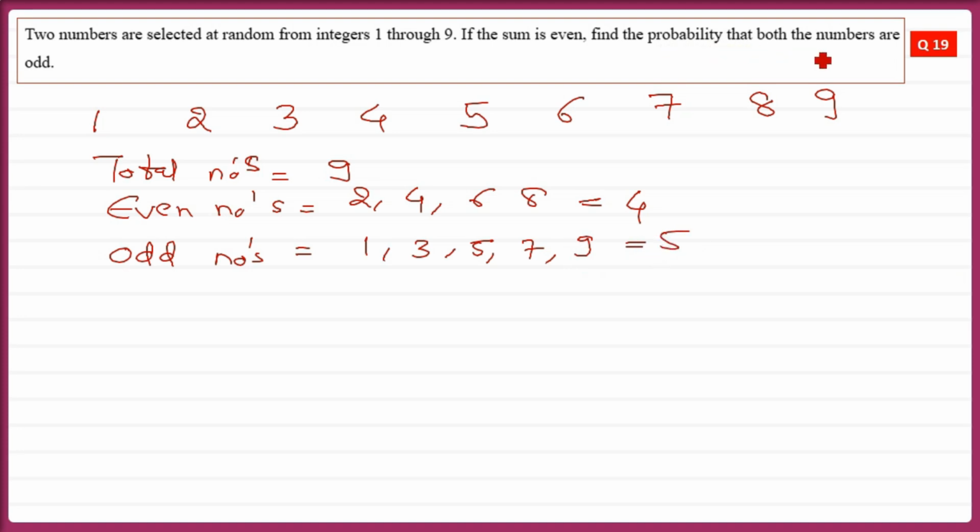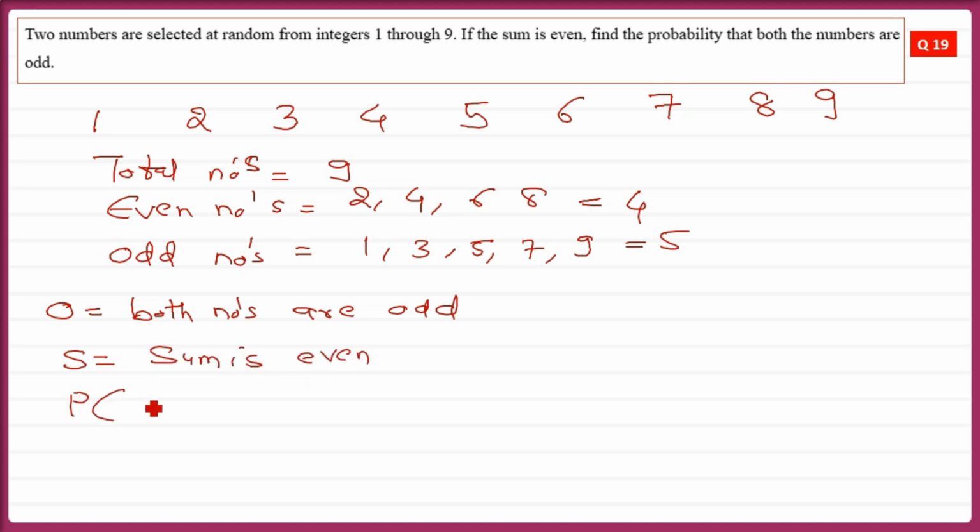Now coming to the question. Find the probability that both the numbers are odd. So let's make it as O. Both numbers are odd. This is our O. I am representing this as a probability O. If the sum is even, let's make it as S. Sum is even. So if the sum is given, it is a conditional probability, and whatever is given goes below. So P(O by S) has to be computed. That is equivalent to P(O intersection S) divided by P(S).